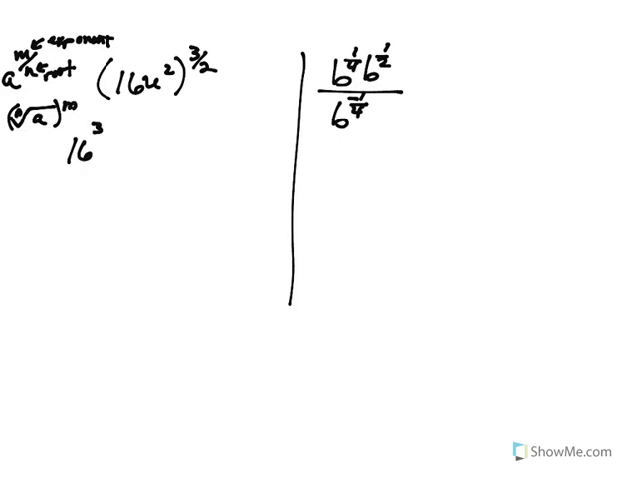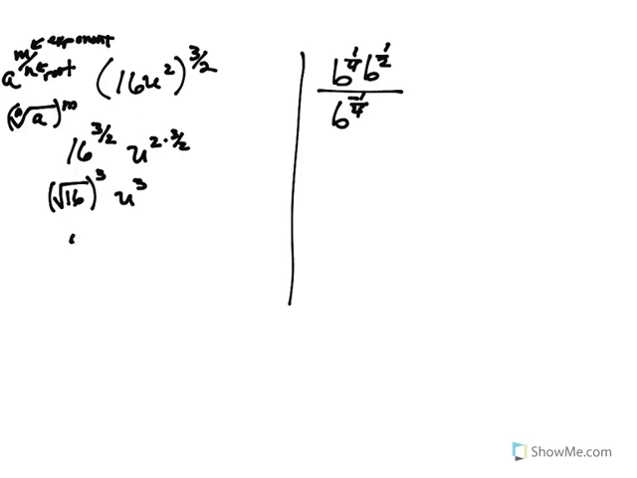So 16 raised to the 3/2 times u squared to the 3/2. So we're going to simplify 16 to the 3/2. Well, what does that mean? It just means the square root of 16 raised to the 3rd power. Okay? And then here, 2 times 3 over 2 is just going to simplify into u to the 3rd power. So most of your work comes from simplifying the 16 raised to the 3/2.